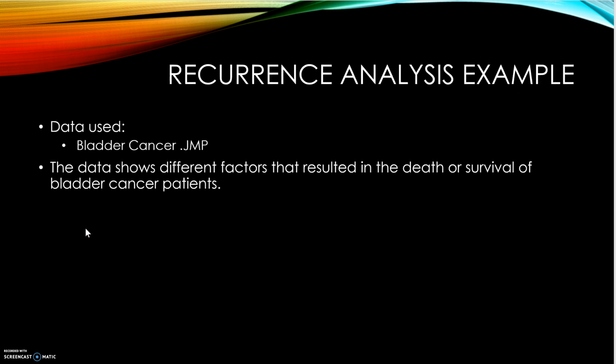For our recurrence analysis example, we will use the data bladdercancer.jmp. The data shows different factors that resulted in the death or survival of bladder cancer patients. The goal of the analysis is to obtain the mean cumulative function, which shows the total cost per unit as a function of time. Cost can be just the number of repairs, or it can be the actual cost of repair, or it can be the treatment or actual cost of treatment.